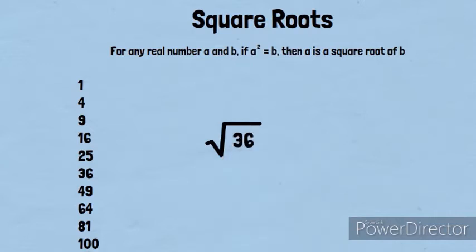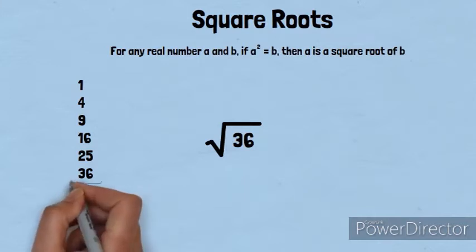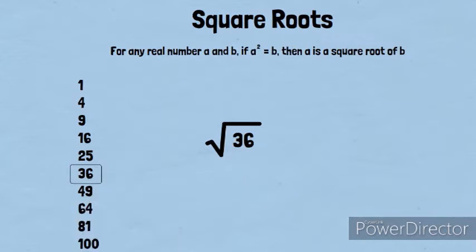If a squared is equal to b, then a is the square root of b. 36 is 6 times 6, or 6 squared. So the square root of 36 is 6.